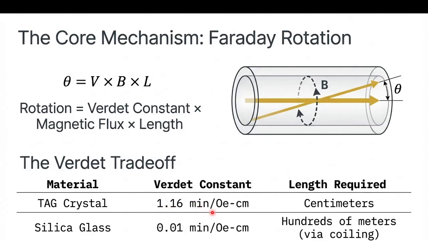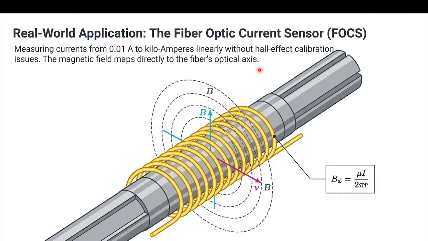So the Verdet constant for YIG crystal is 1.16 minute per centimeter inverse. I don't know what this unit actually is, I need to check. And the silica glass is similar, but it has a much lower Verdet constant, 0.01 minute per, need to check what the unit is here. And the length required is centimeters for the crystal and hundreds of meters for the silica glass. So this is the core mechanism behind this FOCS.